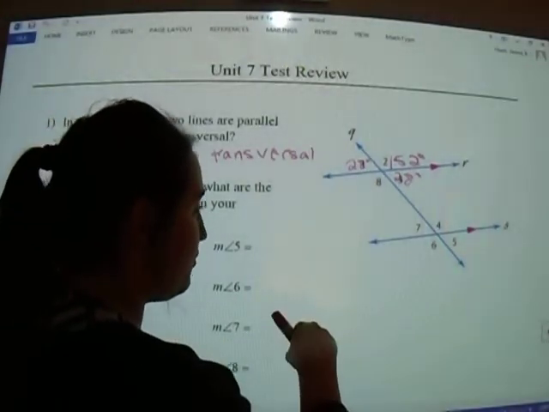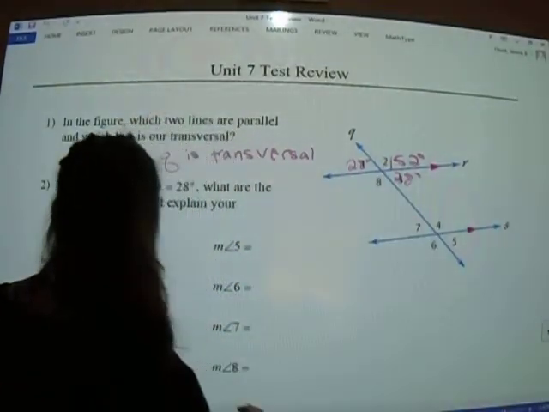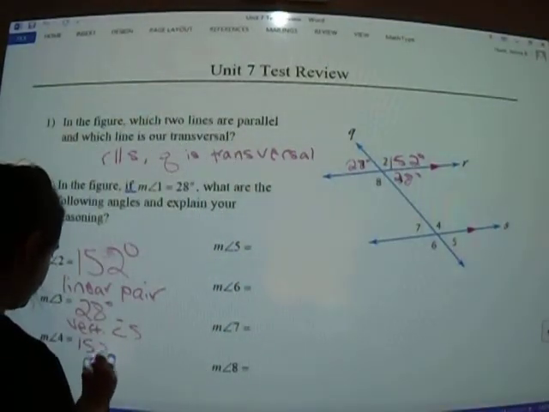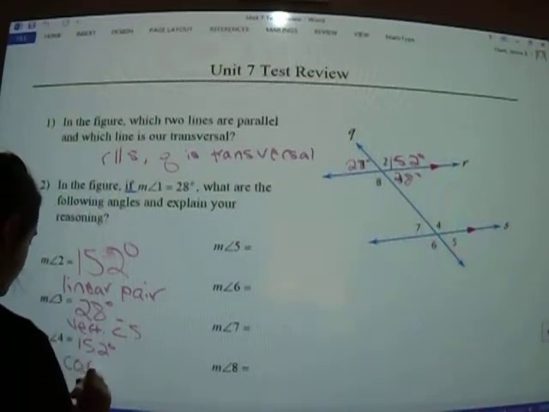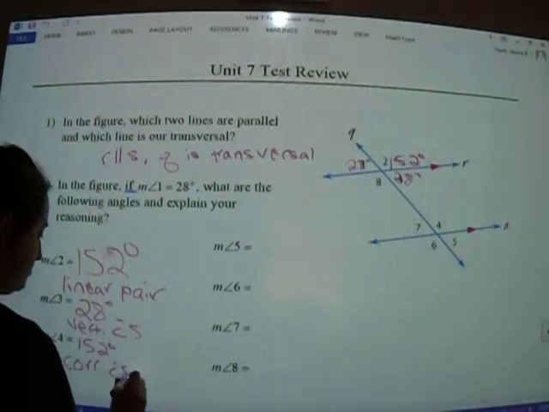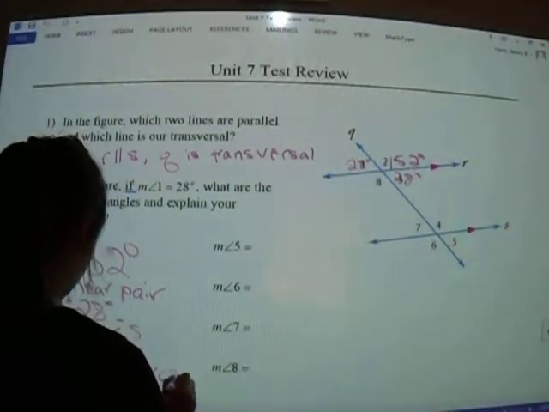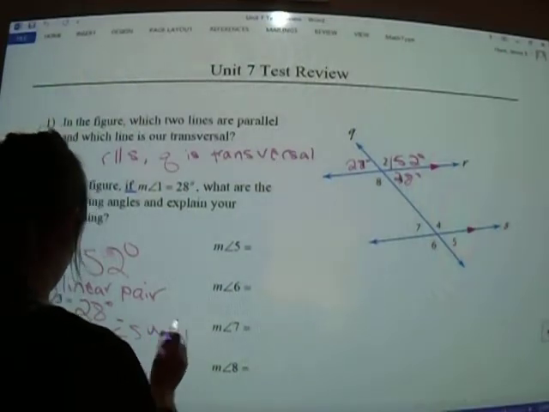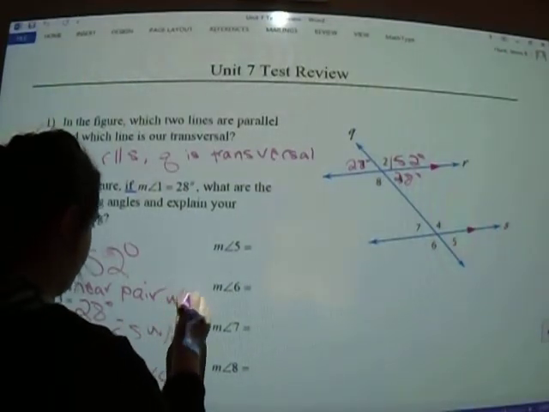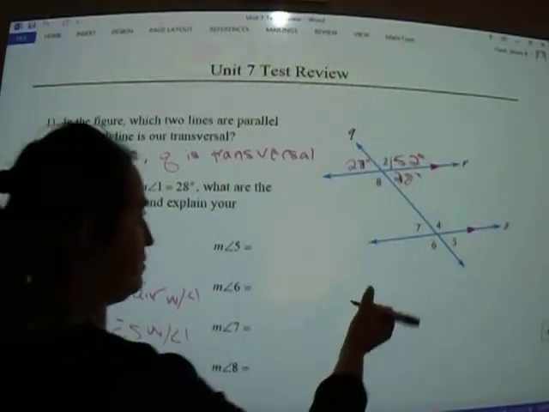Measure of angle 4, right here, corresponds with angle 2, right? So it's 152 degrees. We know that because of corresponding angles with angle 2. This one, vertical angles with angle 1. Okay? So now let's look. So this is 152.